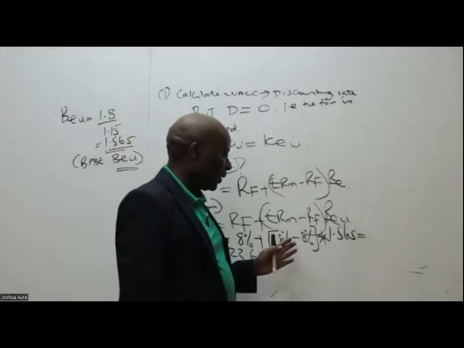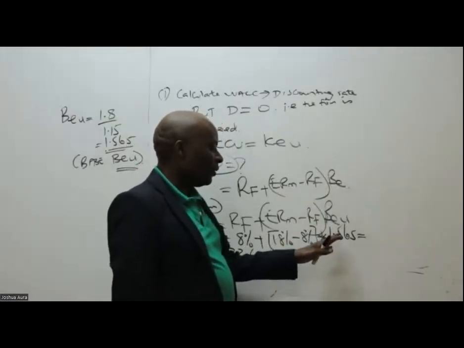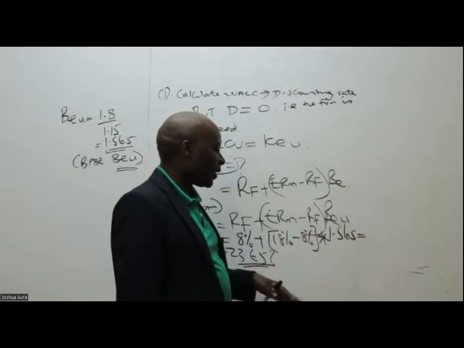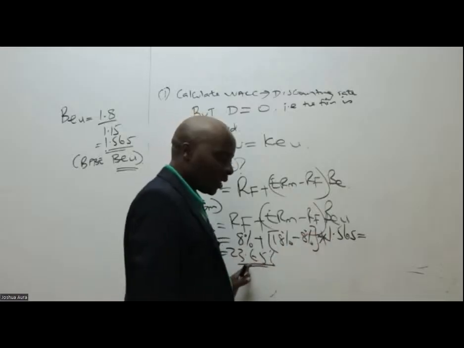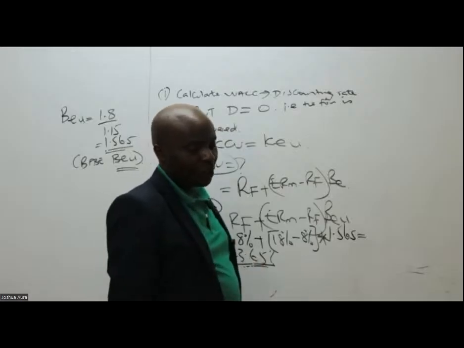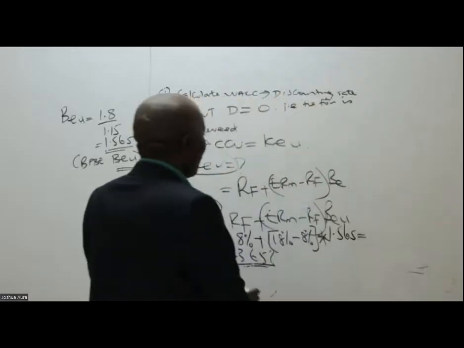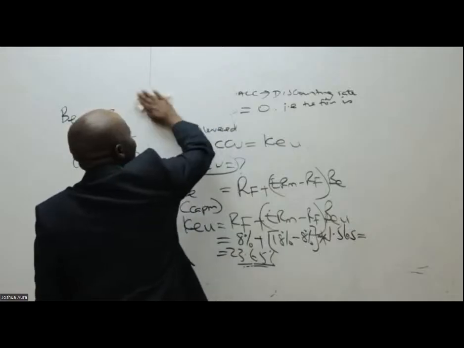So please remember it's the bracket first. 18 minus 8 gives me 10. 10 times this will give me 15.65%. So 8 plus this for sure will give me 23.65%. Thank you very much. So now we have been able to answer number 1.